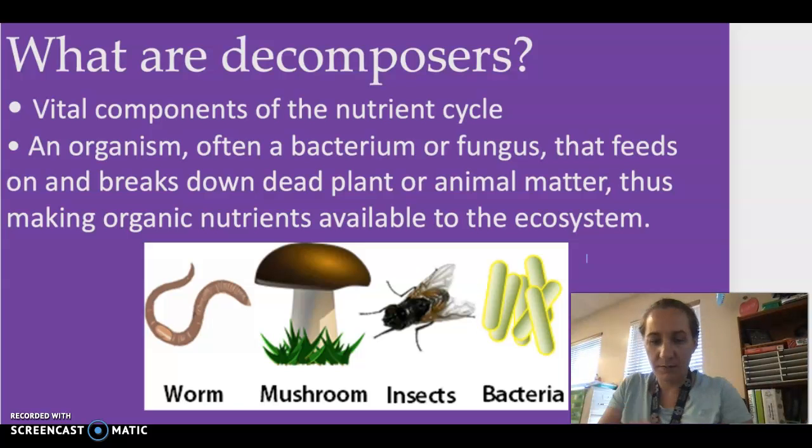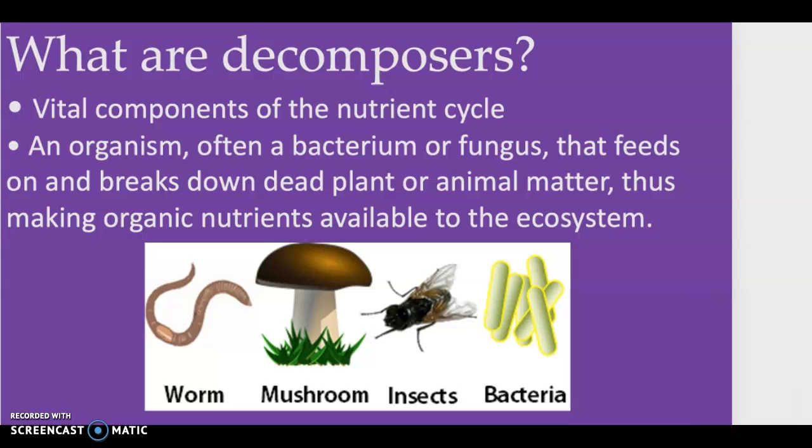All right, so first we're going to talk about some decomposers. First, what are decomposers? Well, hopefully you have a good general idea of what decomposers are from the video that you watched before this. Decomposers are extremely important in the nutrient cycle, especially nitrogen and oxygen and carbon. They play a huge role in those nutrients. A decomposer is an organism, often a bacterium or fungus, that feeds on and breaks down dead plant or animal matter, thus making organic nutrients available to the ecosystem.